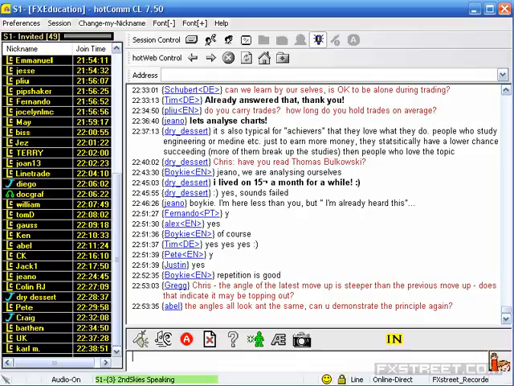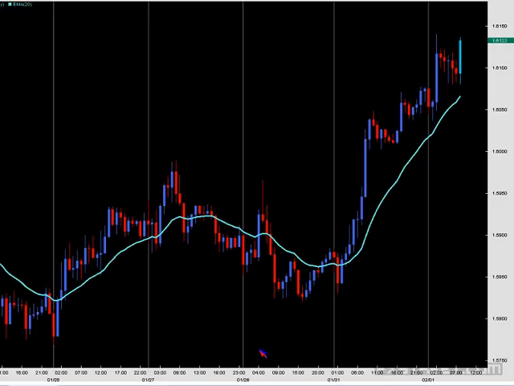Greg says, Chris, the angle of the latest move up is steeper than the previous move up. Does that indicate it may be topping out? I have two questions for you in response to your question, Greg. A, are you short or planning on shorting it? B, why would that indicate it's topping out?